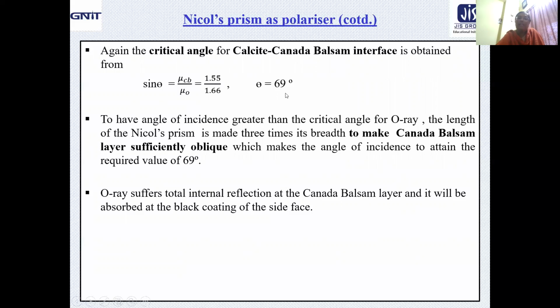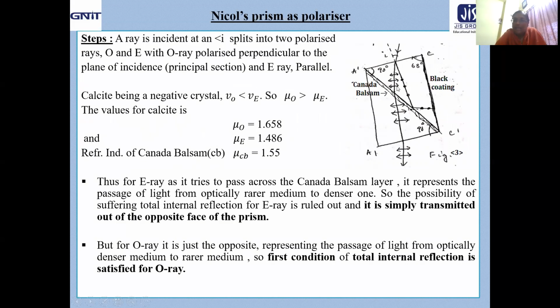So to satisfy the second condition of total internal reflection, we need the angle of incidence to be greater than the critical angle for the O ray inside the crystal. That's why the length of the Nicol prism is made 3 times its breadth, to make the Canada balsam layer sufficiently oblique, which helps to make the angle of incidence attain the required value of 69 degree. What do we mean by that? Just take a look. This is the inclination or obliquity of the Canada balsam layer.